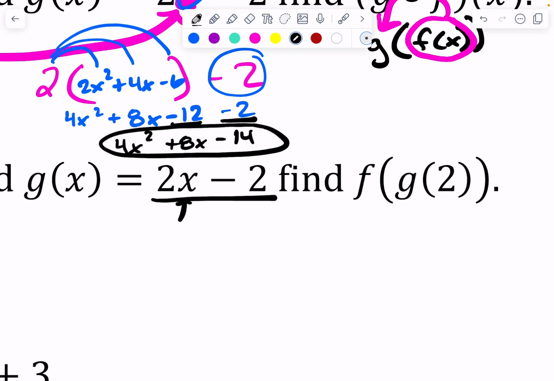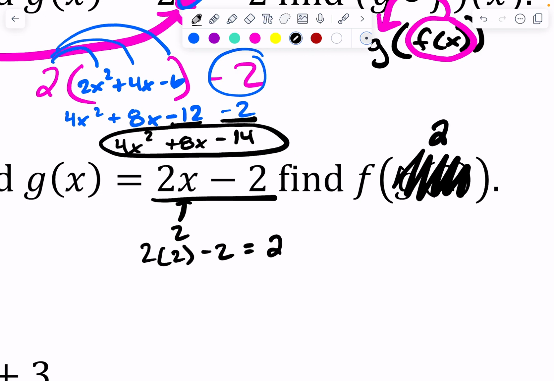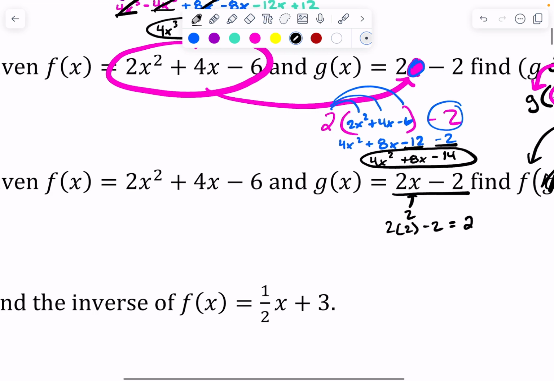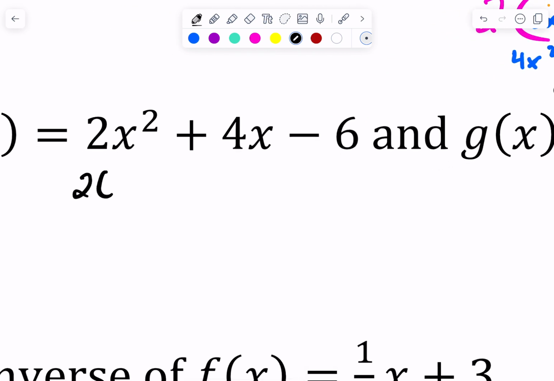I'm plugging 2 in right there. 2 times 2 minus 2, that's a lot of 2's, is going to be 2. Well, that was really coincidental. Coincidentally, that's 2 also. So now I'm going to take 2 and plug it into f. So 2 times 2 squared, that's still a lot of 2's, sorry for all the 2's. We're plugging in 2, and hopefully we don't get 2.